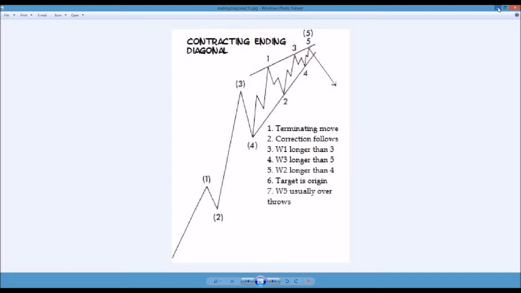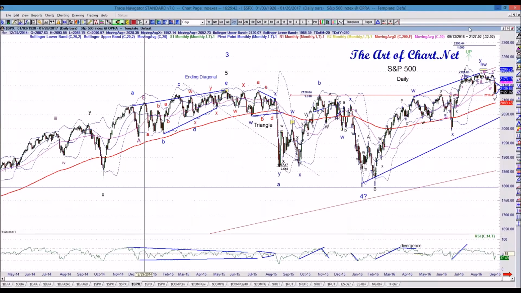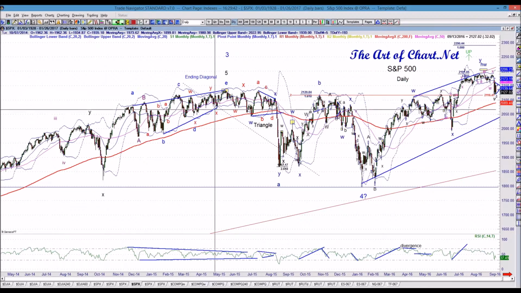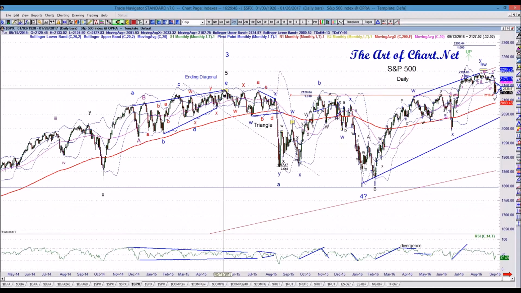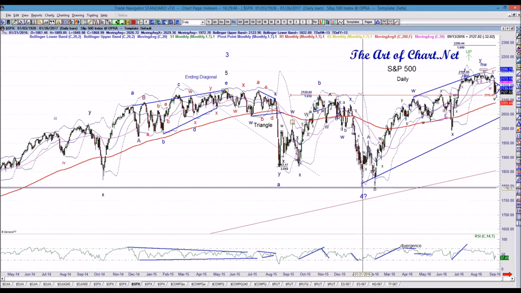Now, these patterns, when you see them, and there are 2 forms of them. There's a contracting ending diagonal, and there's an expanding leading diagonal that you can also see coming off of a turn, for example, off of a trending move. Now, here is the expanding diagonal that I'm talking about. This was the high and the turn before we saw this huge decline. And this huge decline was very, very predictable.